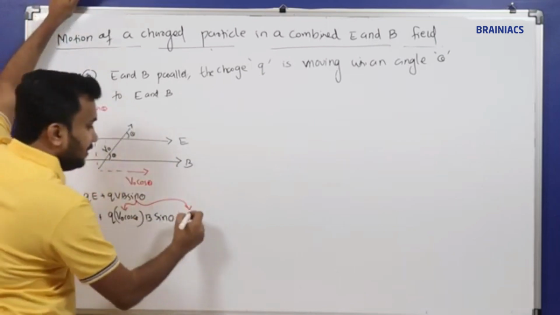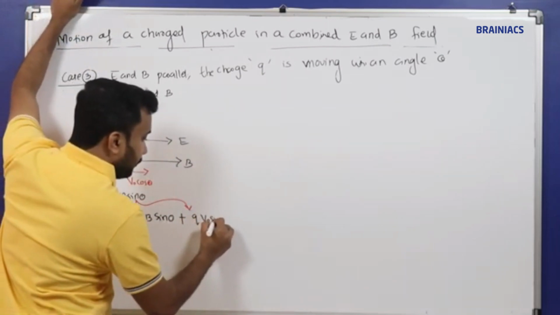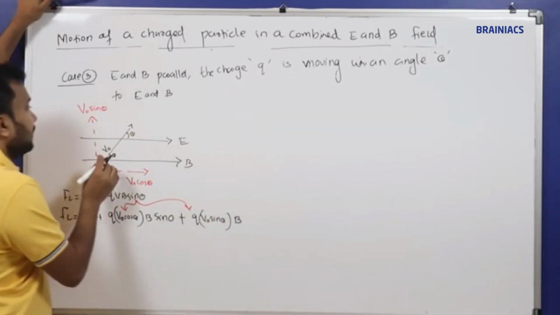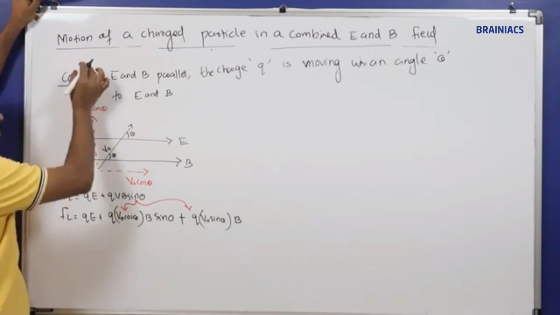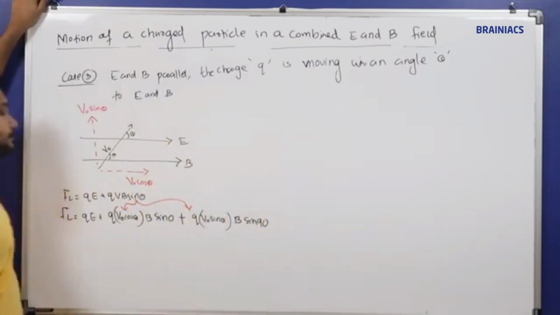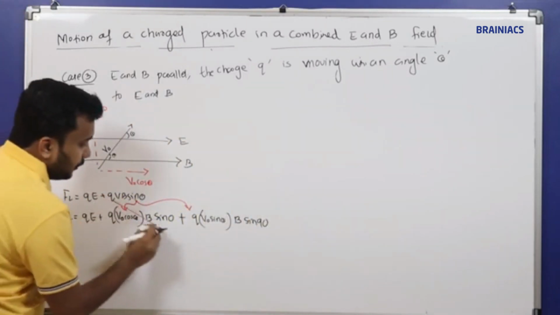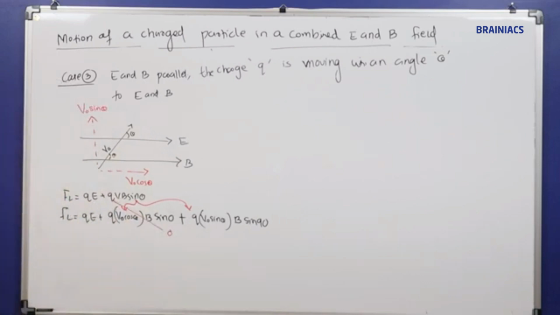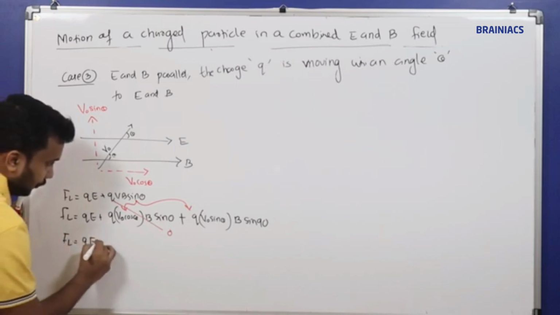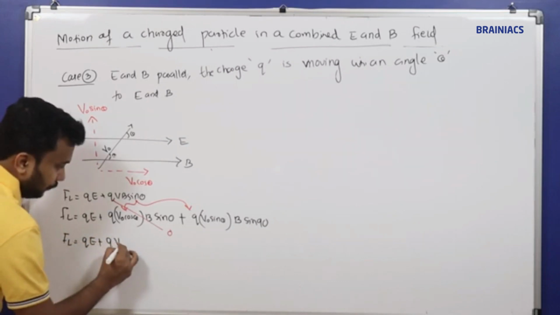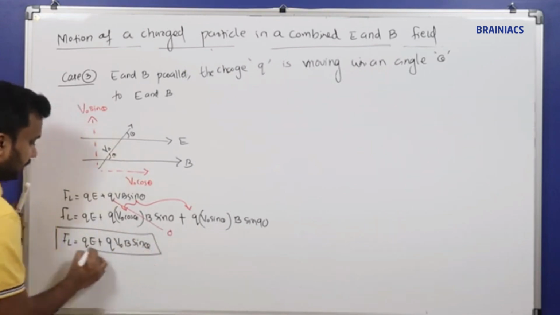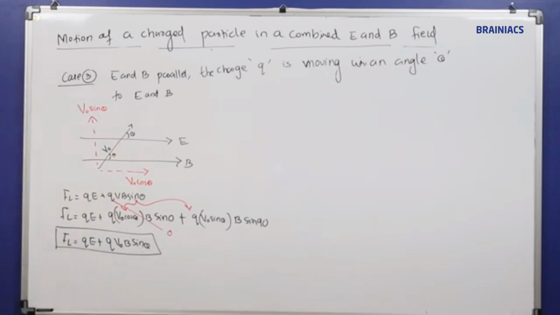What is the next part? Q into V0 sin theta into magnetic field B. What is the angle between the V0 sin theta component and the magnetic field? It is sine of 90. So we know the first term goes to 0 because it is sine 0, and we have only the other component. So the Lorentz force will be equal to QE plus Q into V0 B sin theta. This is the Lorentz force expression.